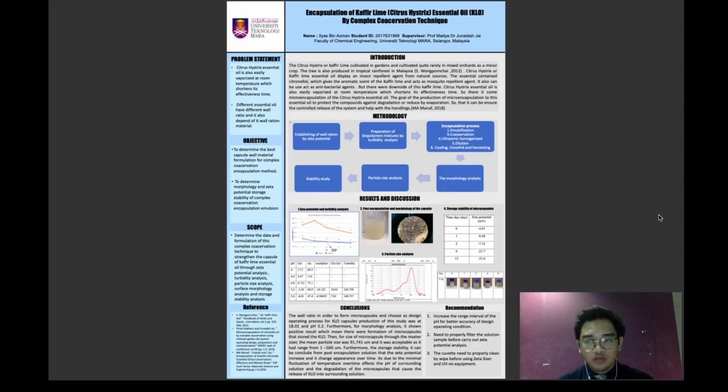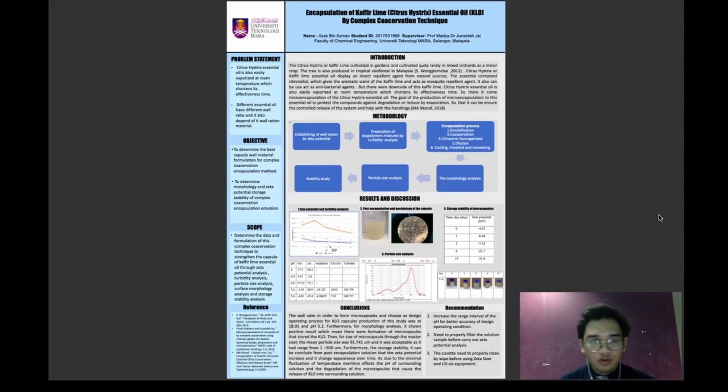So this study also aims to overcome this problem through microencapsulation. Microencapsulation is a process where we coat the oil with some type of material. Its purpose is to protect the compound against degradation and reduce evaporation, and also to ensure controlled release of the system and help the handling. Actually, there are a lot of methods to microencapsulate essential oil, but the one that I chose is the complex coacervation technique.